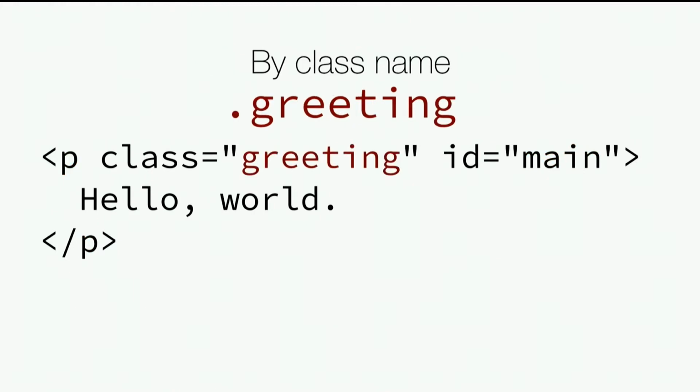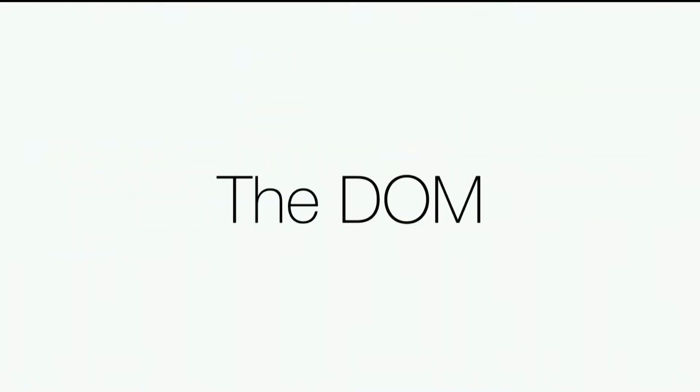All right. Yeah, dot. So dot greeting would select this thing by class name. So the HTML we write gets parsed by the browser and represented in the browser's memory as what? What do we call its representation of the document? Anybody remember? The DOM. That's right. Thank you, Ben. The DOM.